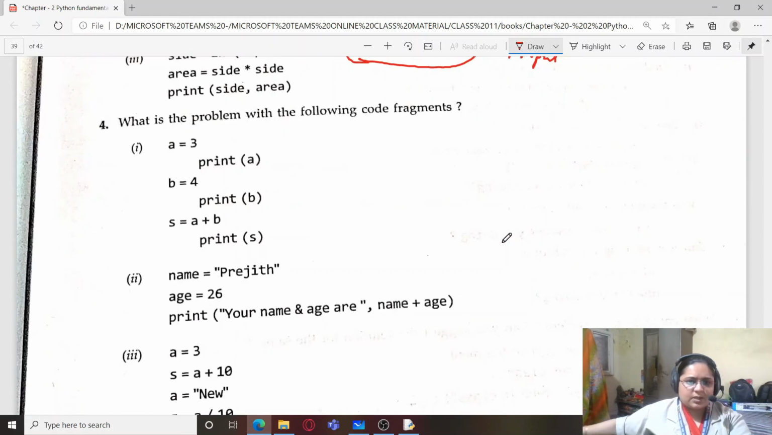Coming to the next, what is the problem with the following code fragment? So we have A which is pointing to 3. Okay, print A, so the value will be printed as 3. B which is pointing to 4.